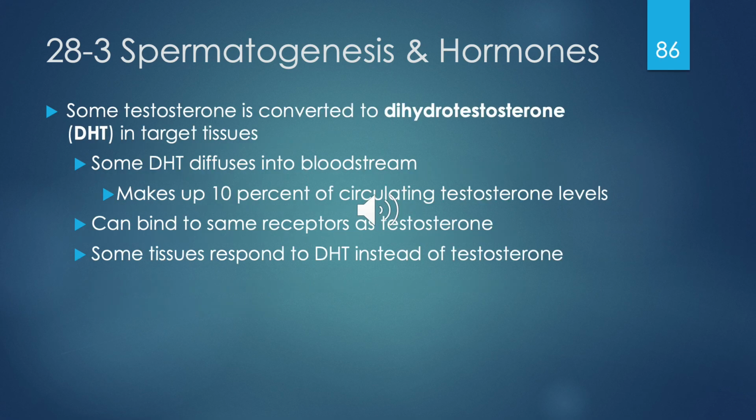In some specific tissues, testosterone is going to be converted into dihydrotestosterone, which is DHT. Some of this dihydrotestosterone will diffuse into the bloodstream and make up about 10% of our circulating testosterone levels. Some of this will bind to the same receptors as testosterone, and some tissues will respond specifically to dihydrotestosterone instead of testosterone.